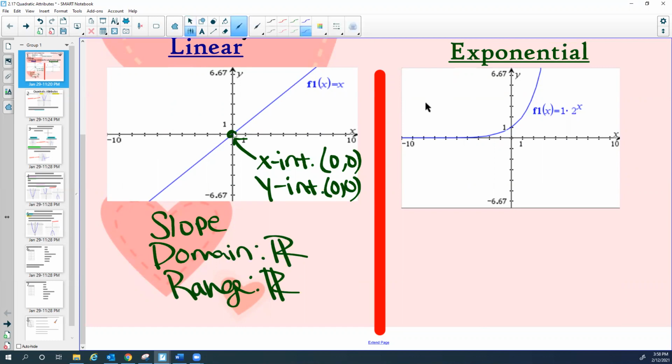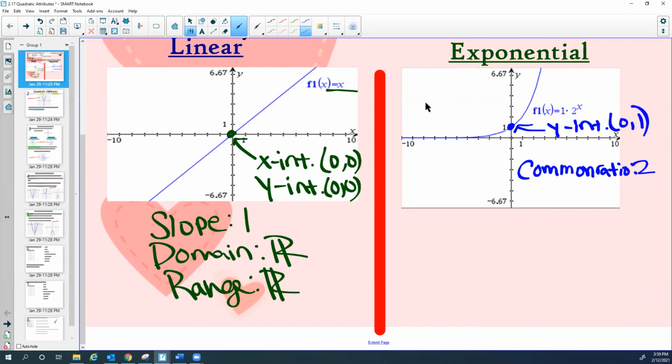Well, what about exponential? What about that one? Well, I see it has a y-intercept at (0, 1). Based on the equation, I can see the slope. Nope, not the slope, because this is exponential. So its common ratio is 2. And actually, back on the linear equation, based on the equation up here, we can tell that the slope is 1.